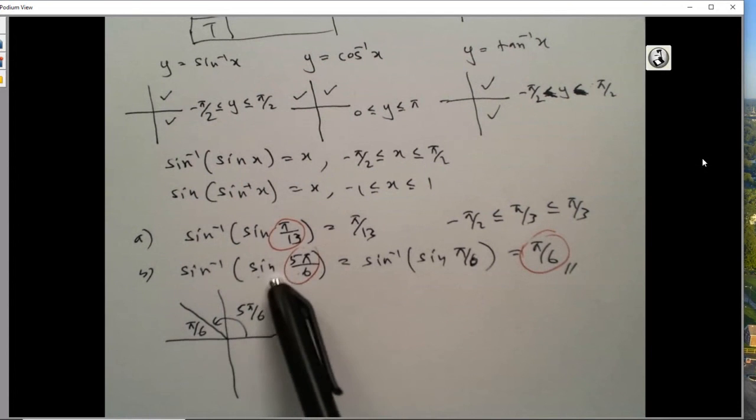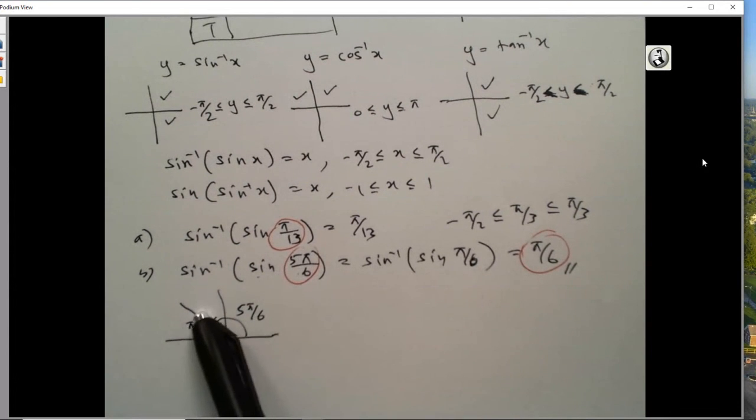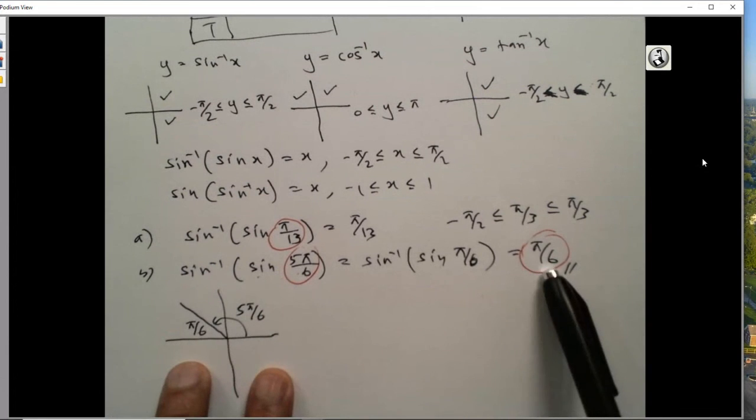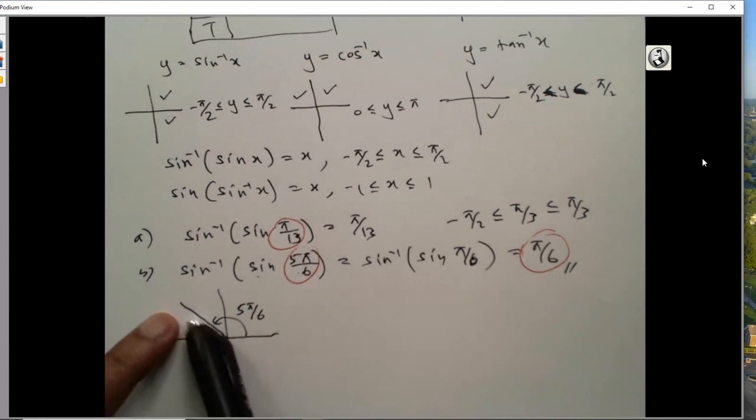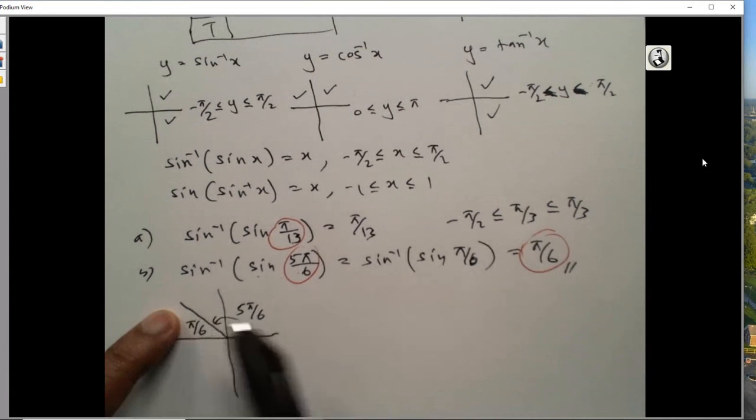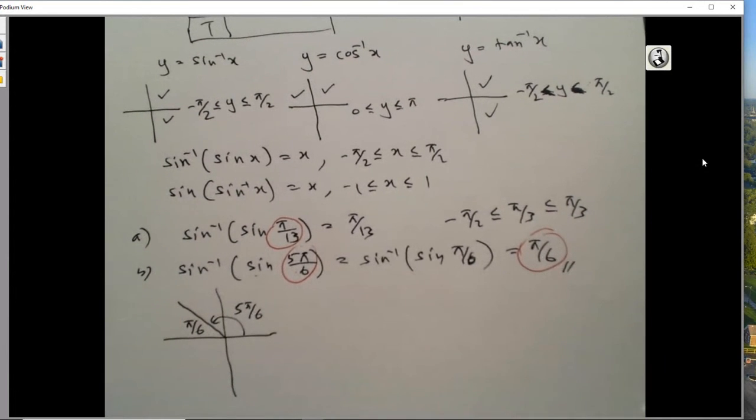It's always depending on where this one is. If it is in these two, it is minus pi over 6. If it is in those two, it is plus pi over 6.